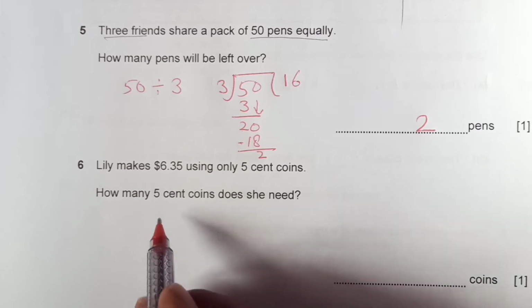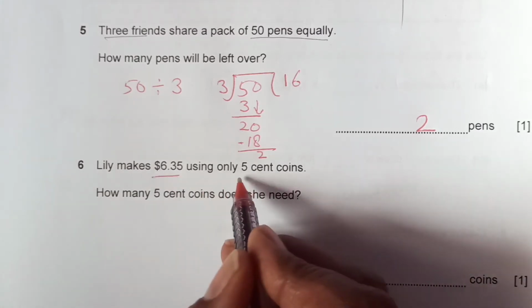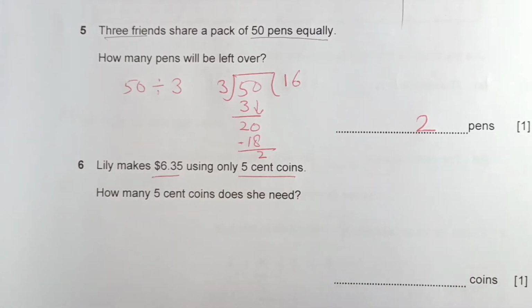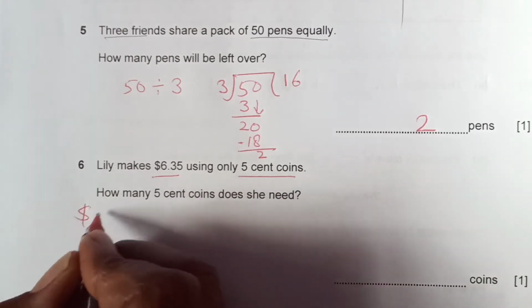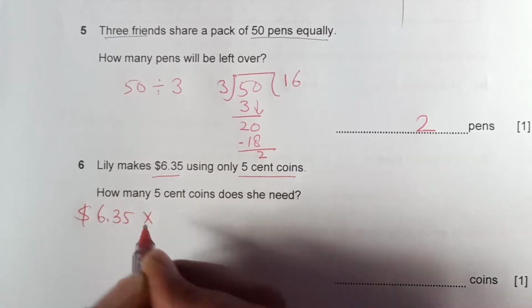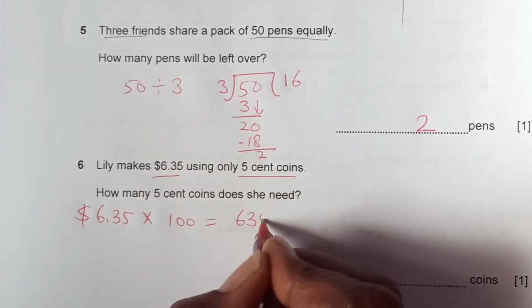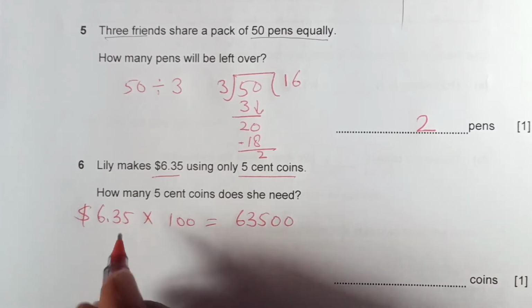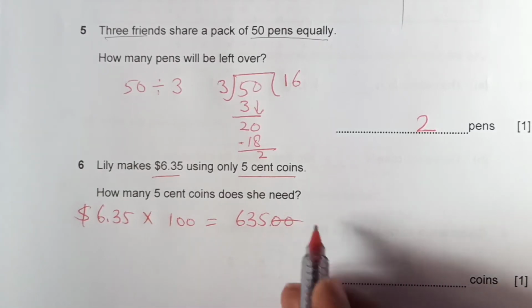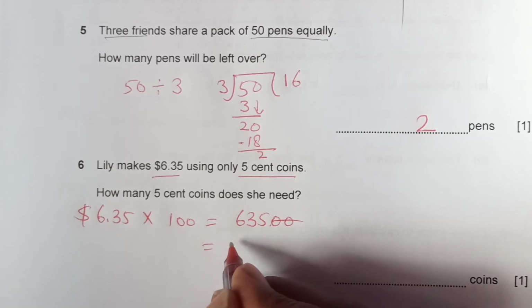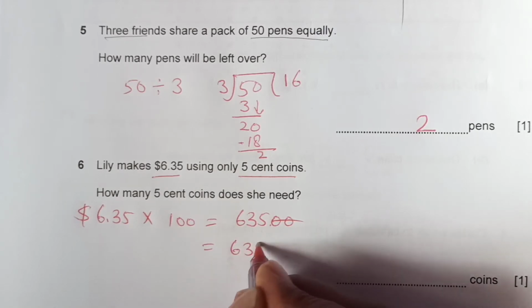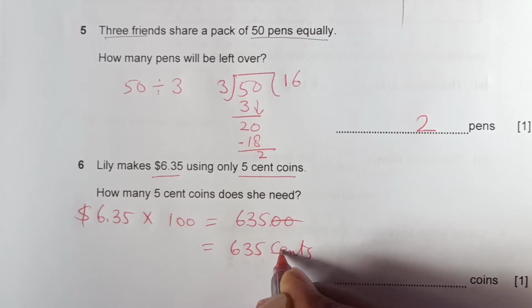Number 6, Lily makes $6.35 using 5-cent coins. How many 5-cent coins does she need? So we need to convert this first into cents. So 6.35 times 100. So this will be 635. 2 zeros will come here, then the decimal place will go. So we have how many cents? We have 635 cents. Right?